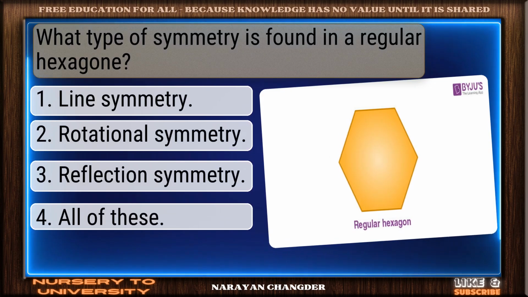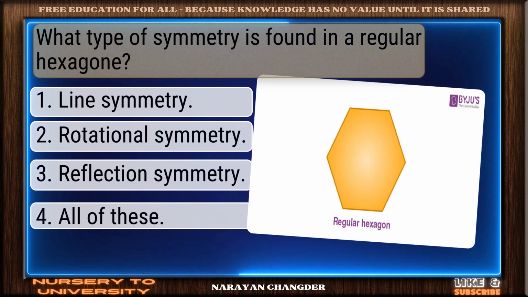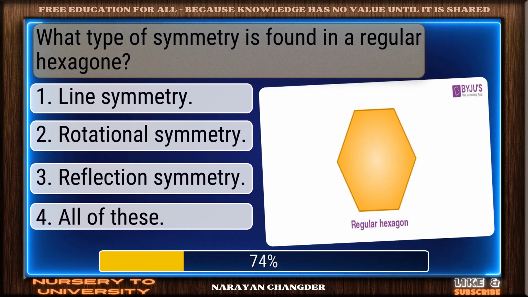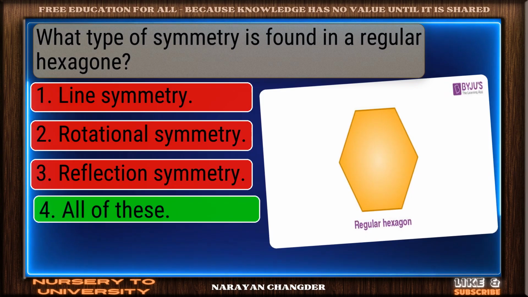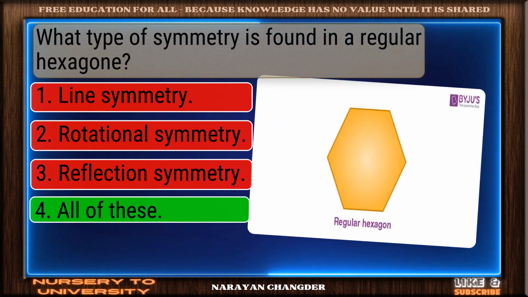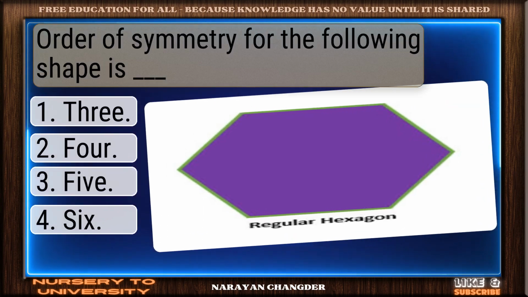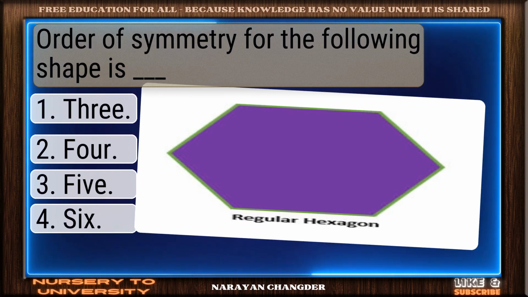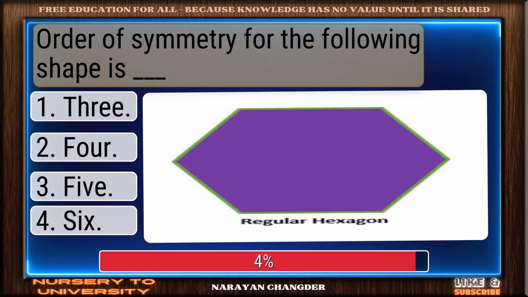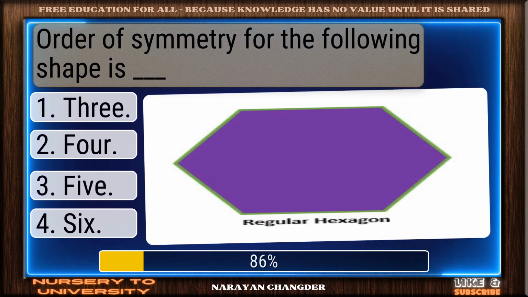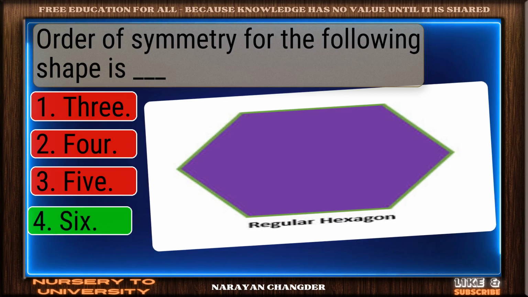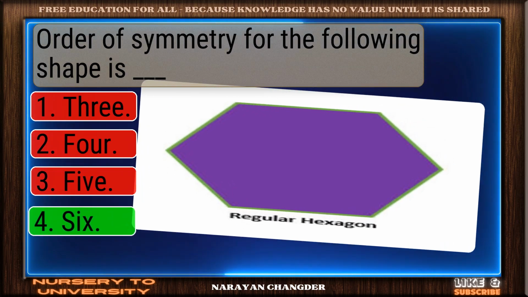What type of symmetry is found in a regular hexagon? Smart pick. All of these is the correct choice. Order of symmetry for the following shape is dash. You're right. 6 is the correct answer.